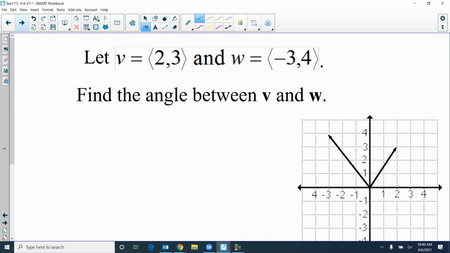All right, now I think I screwed up. Make those 2, 3, and negative 3, 4. I think I got them incorrect on yours, because I wanted to match the picture, and I think I put a negative in the wrong spot or something.